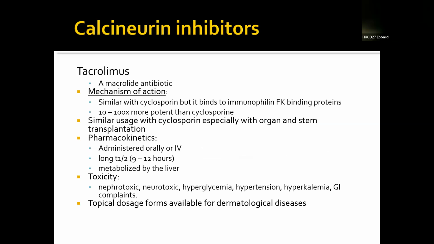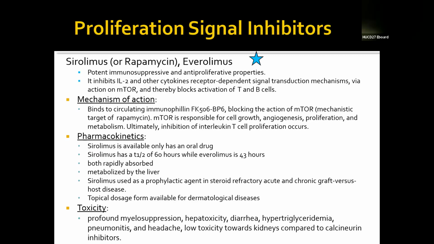Calcineurin inhibitors. Tacrolimus is a macrolide antibiotic. It's similar to cyclosporin. Remember, the only difference was what it's binding to? Its own chaperone binding protein, which is the FK binding protein. Okay, that was the difference. It's more potent than cyclosporin. You have similar usage as cyclosporin, especially with organ and stem cell transplantation. It can be given orally or by IV. It's metabolized by the liver, and you see some of the severe toxicity events that are associated with calcineurin inhibitors.